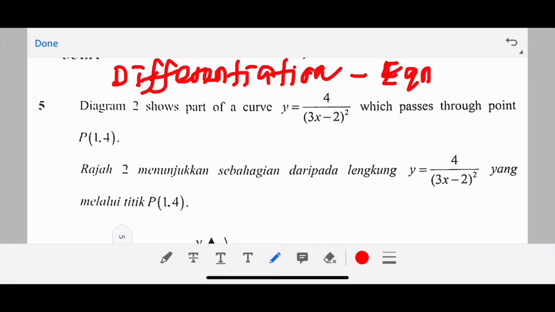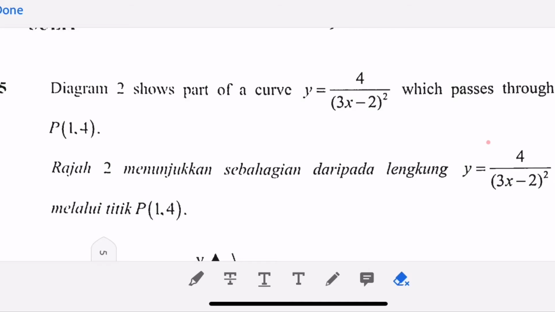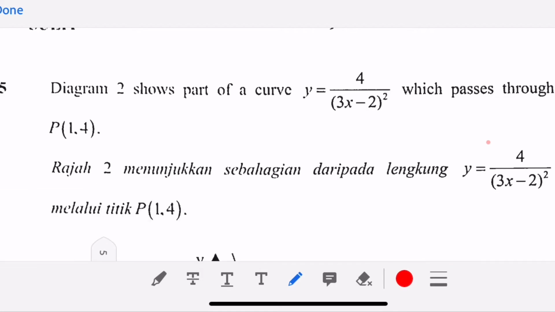So what does the question want us to find? I'm sure when there is a curve given, they will ask you about differentiation. So the moment you see a curve given, you can do dy/dx. When they give you y and a point, I'm sure they will ask you to find dy/dx. If not, they won't give you the point. So your first step is to differentiate.